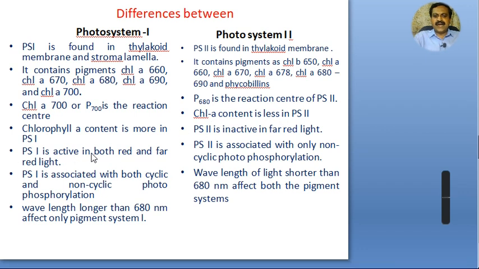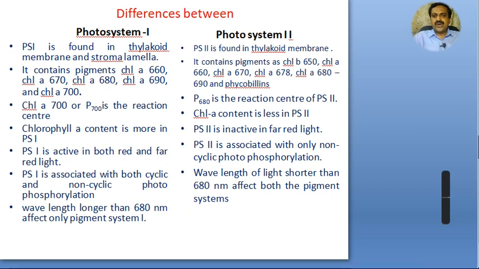PS1 is active both in red and far red light, whereas PS2 is inactive in far red light. PS1 is associated with both cyclic and non-cyclic photophosphorylation. PS2 is associated with only non-cyclic photophosphorylation. Wavelength longer than 680 nanometers affects only pigment system 1, whereas wavelength of light shorter than 680 nanometers affects both pigment systems.